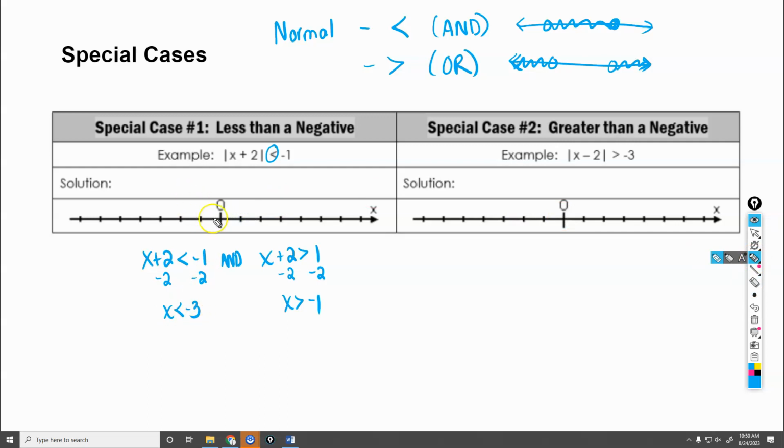I got x is less than negative 3. So negative 3 is right here. So the number's less than negative 3. And I've got x is greater than negative 1. That's the numbers right here. Where do those overlap? Nowhere. And this is supposed to be an and problem. But does it look like an and problem? No. So these do not overlap anywhere. That means there's no number that makes this true. So this is a no solution.